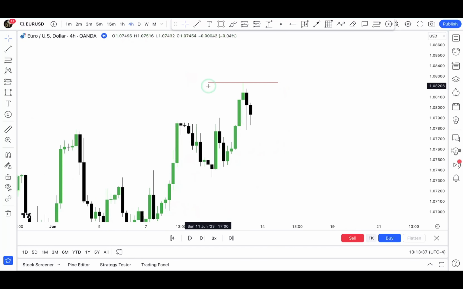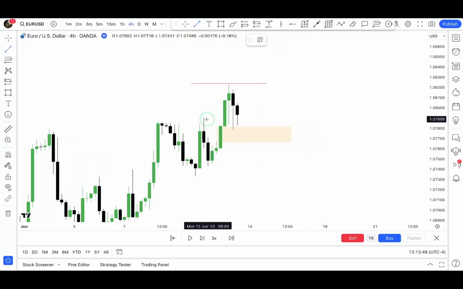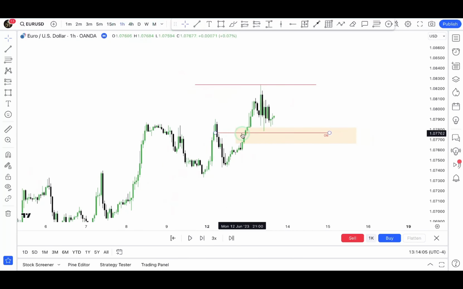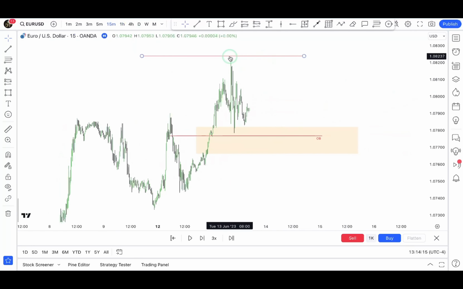So first we're going to look at some PD arrays we can find. There is a 4 hour fair value gap right here. Also, there is a bullish order block. I'm going to the lower time frames to see if we can get even better PD arrays. So right here, we have a smaller fair value gap, and this should be good. So we have a target, and that is the high of Tuesday. So this is our target.